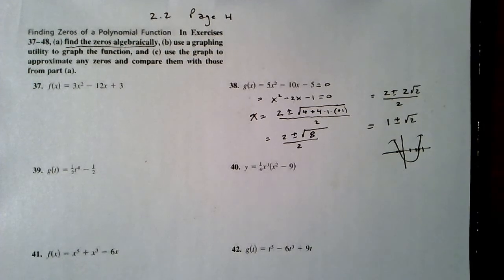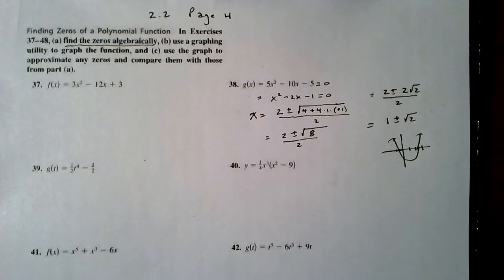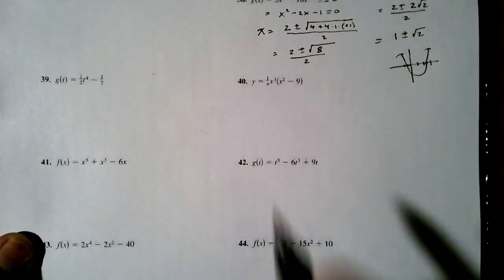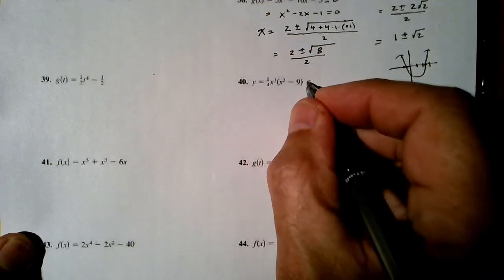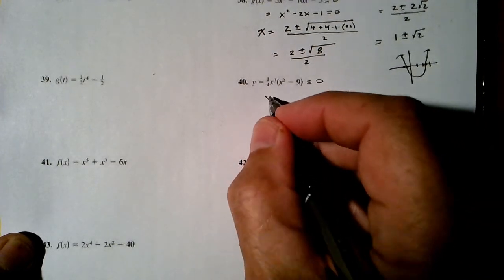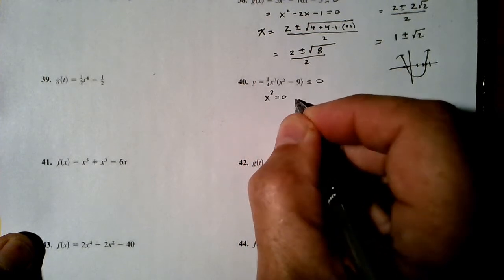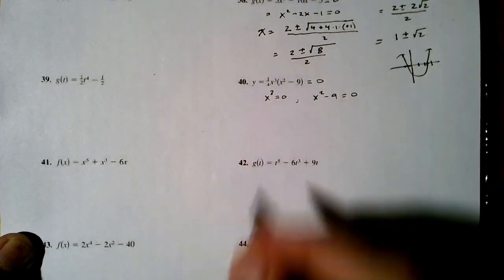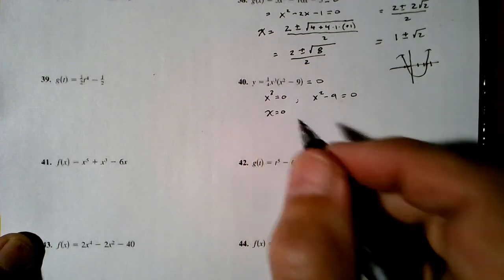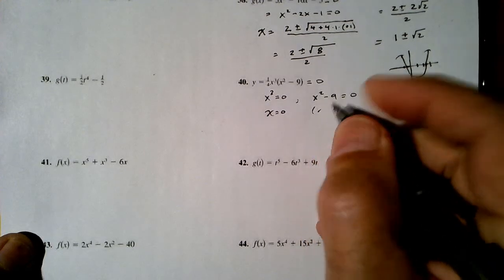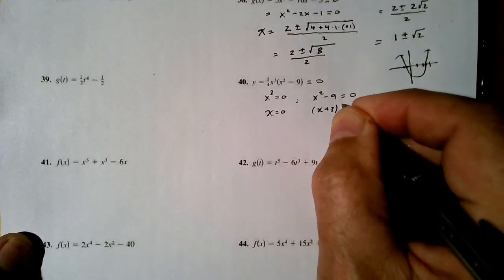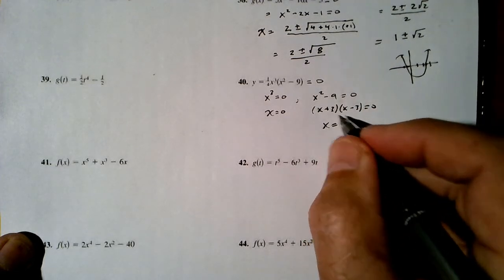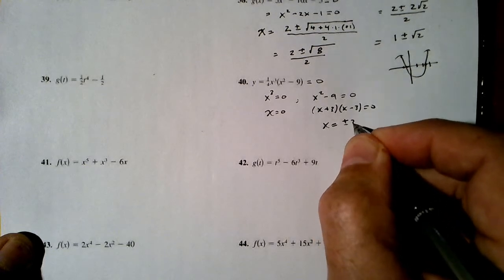Now after that one, truthfully, the work gets easier if we're decent at factoring. Here they've factored for us. So if we set this equal to 0, either x cubed is 0 or x squared minus 9 has to be 0. So this would be x equals 0. This could be x plus 3, x minus 3 equals 0, or x equals negative 3, positive 3.